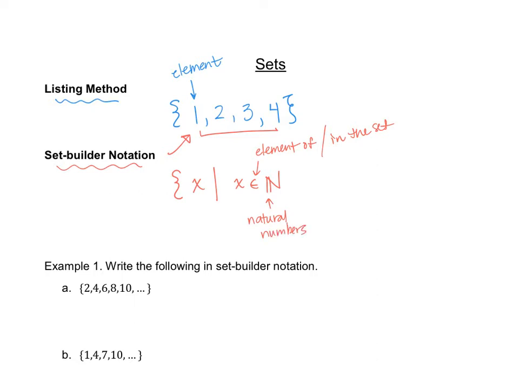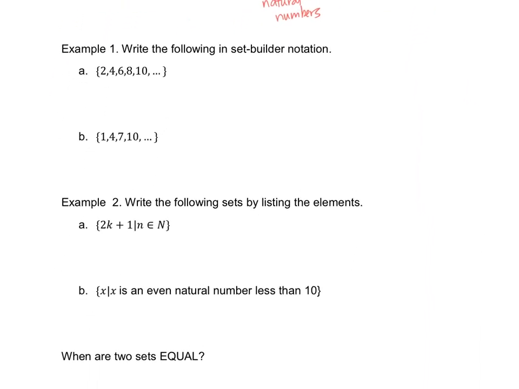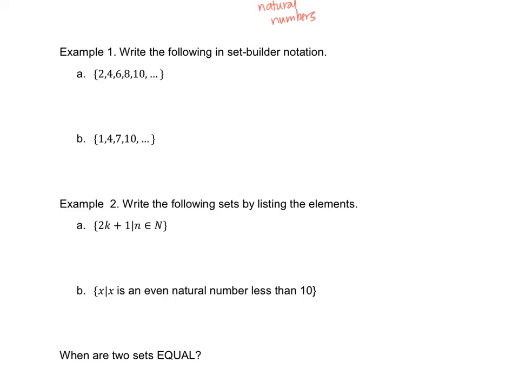So it has to be a natural number, but then we notice it doesn't keep going forever, so we're going to say the word "and" to give it a second rule it has to satisfy, and that is that your x's are less than or equal to 4. That's only one way to describe that set, but it is for sure equal to that set. Maybe you came up with something different. Let's look at some examples of sets using the listing method that we can write in set builder notation.